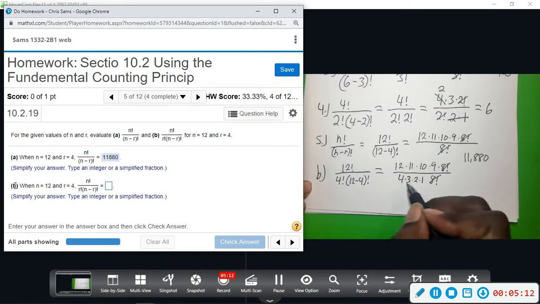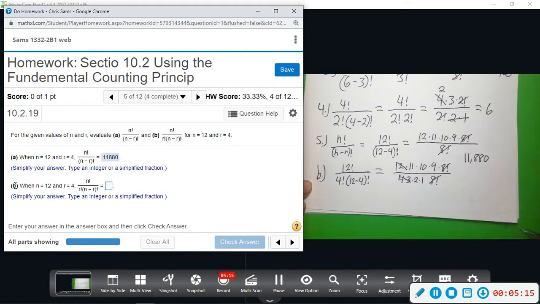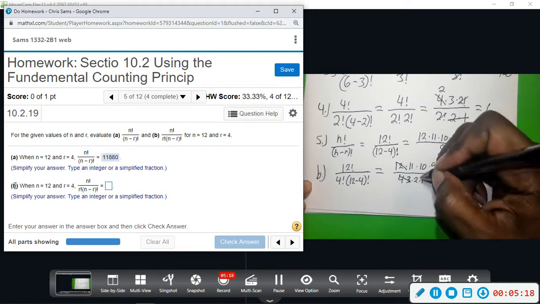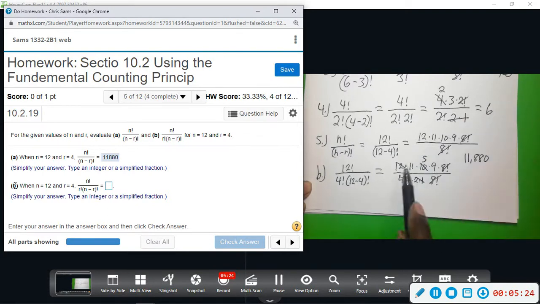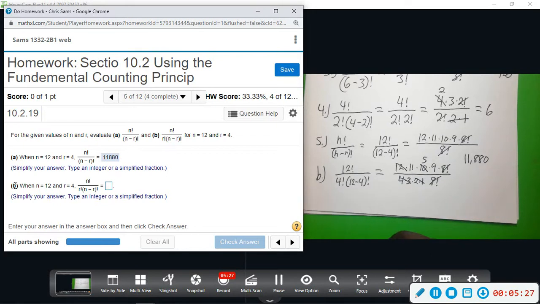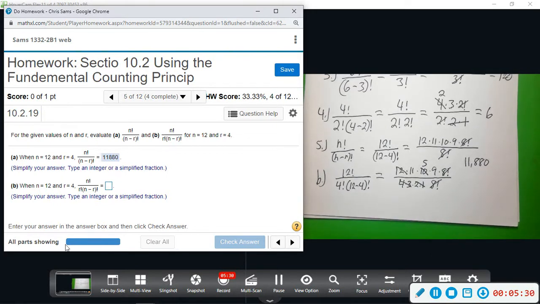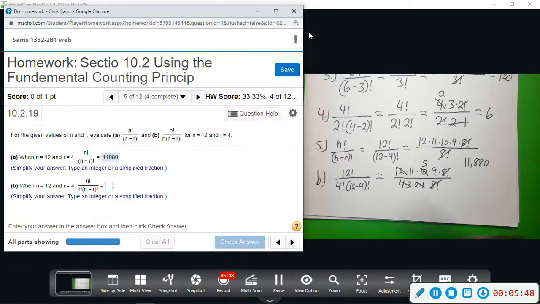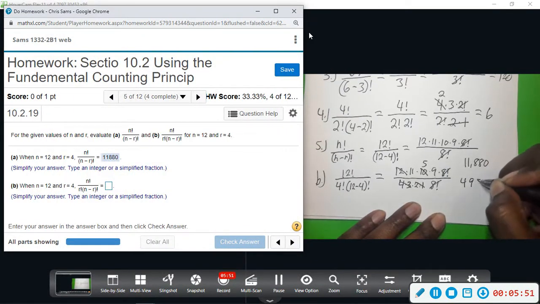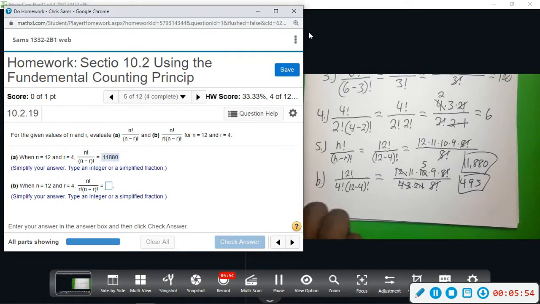Okay, 4 times 3 is 12. That will get rid of this 12. Alright, 2 times 1 is 2. And we can divide the 10 by 2, and that will leave us with 5. So we're left with 11 times 5 times 9. Much smaller and nicer to work with. You reduce as much as you can with these and multiply the least amount of digits as possible. So we have 11 times 9 times 5, and that gives us 495. So 495.